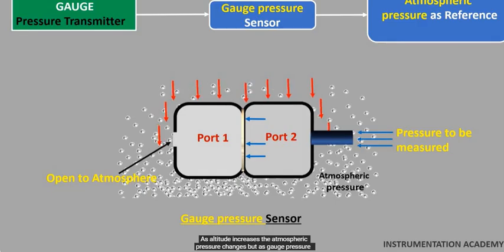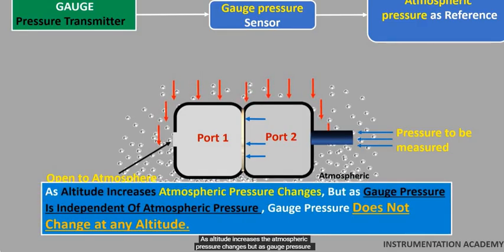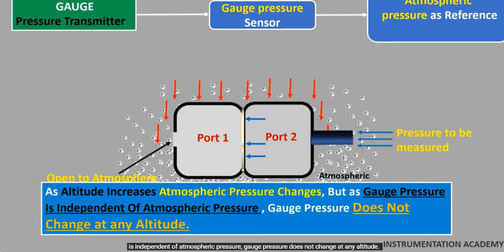As altitude increases, the atmospheric pressure changes. But as gauge pressure is independent of atmospheric pressure, gauge pressure does not change at any altitude.